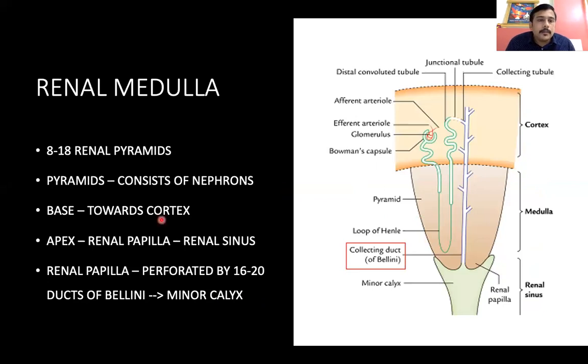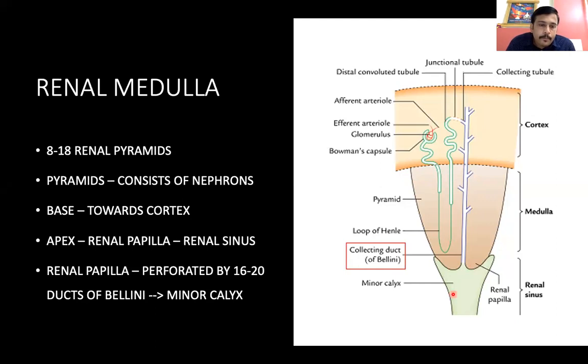The pyramid consists of the nephrons, the structural and functional basic units of the kidney. The base of the pyramid is directed towards the cortex. You can see this is the cortex here. The base of the pyramid is directed towards the cortex, and the apex is opening in the renal papilla, towards the renal sinus. I'll come to that renal sinus later.